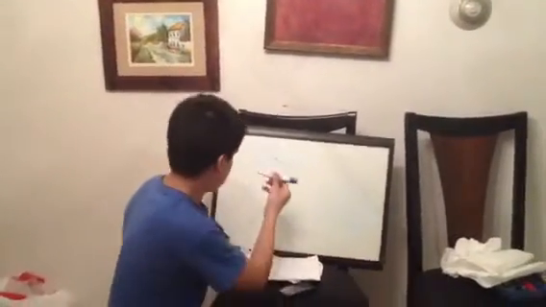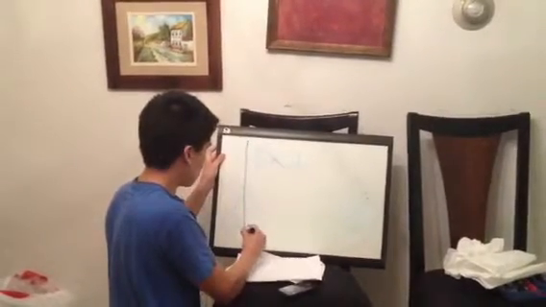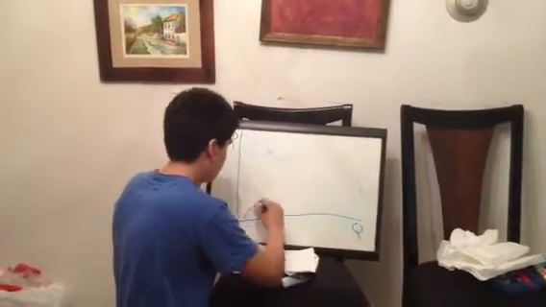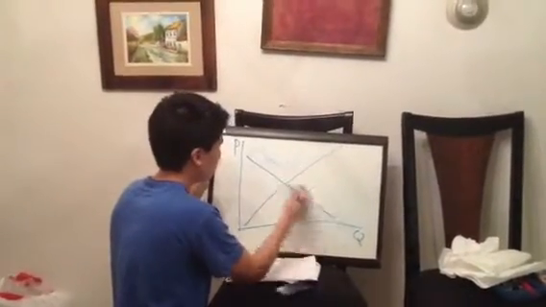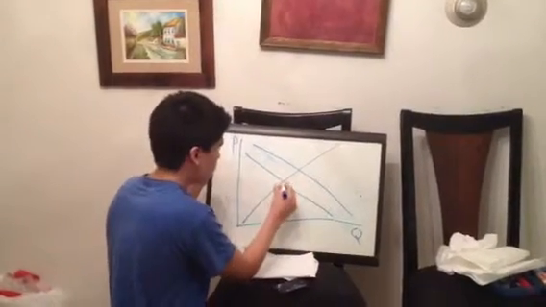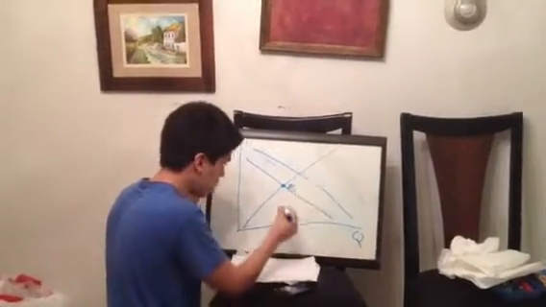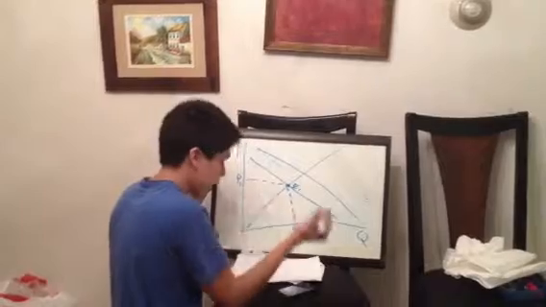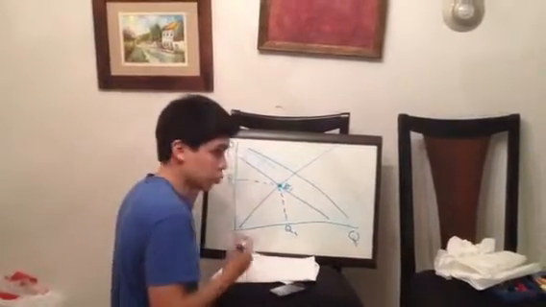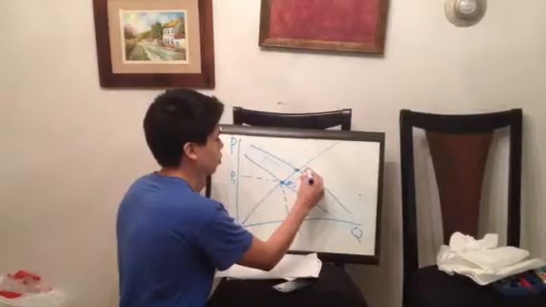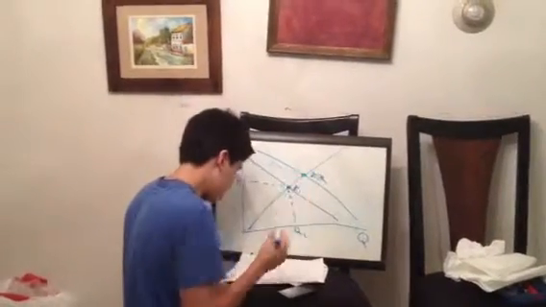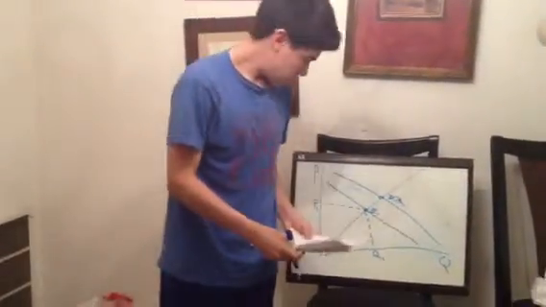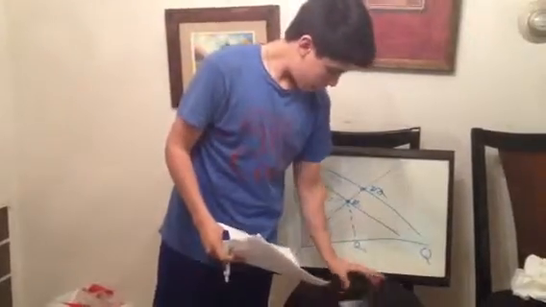Right, so P, Q. Right, so it would start off here at S1, Q1, this would be P1, and the equilibrium point changes to E2 up here. And yeah, this is the technological change. And yeah, moving on.